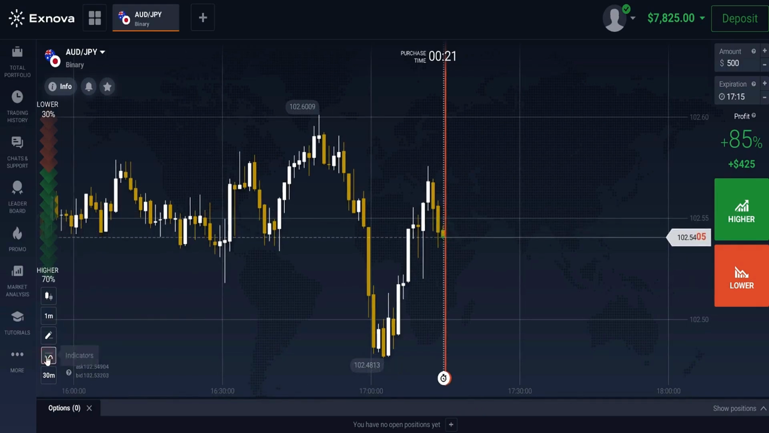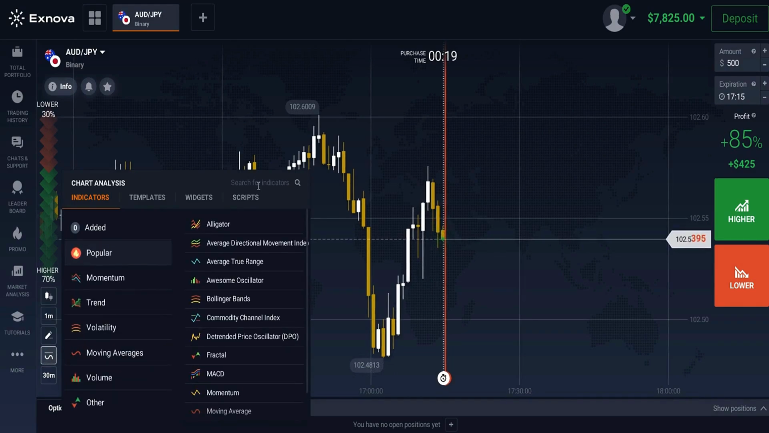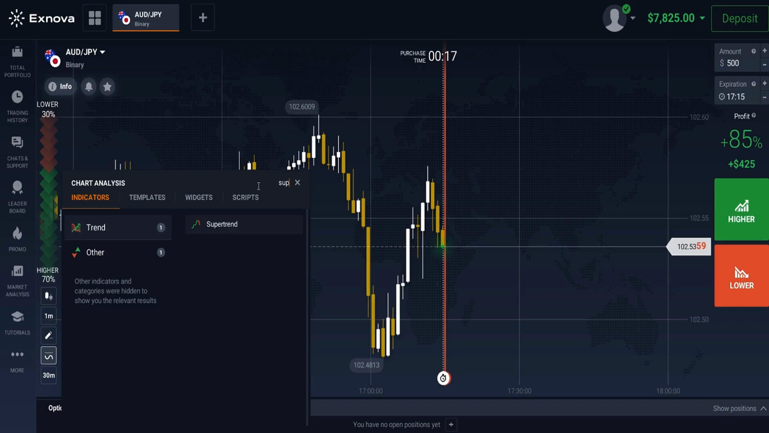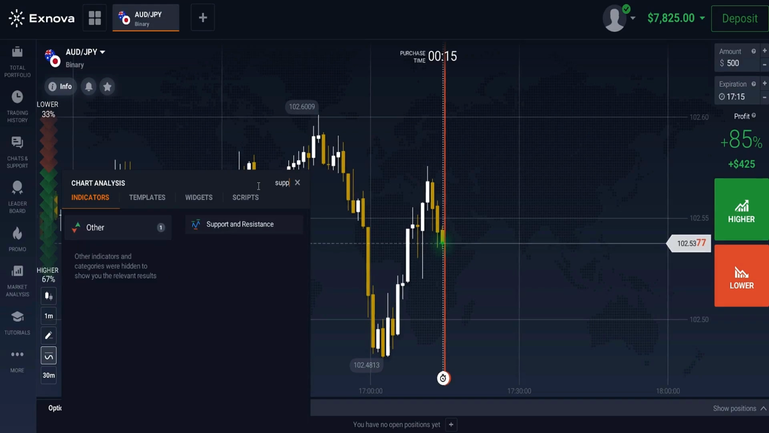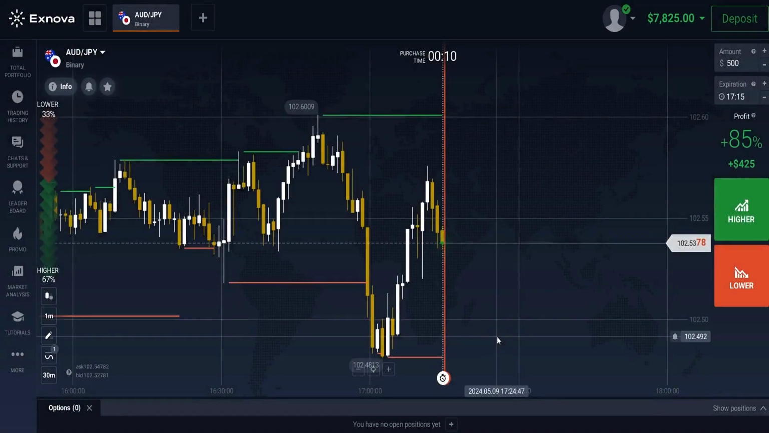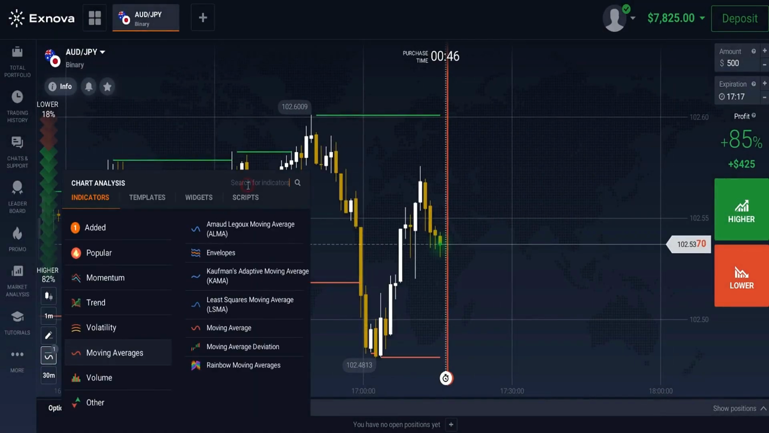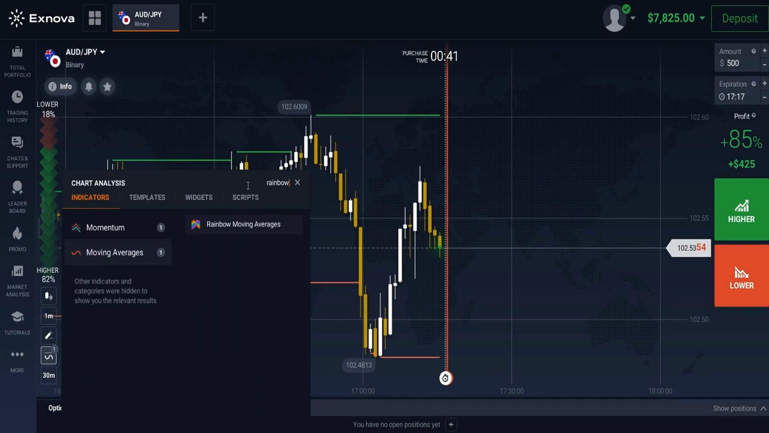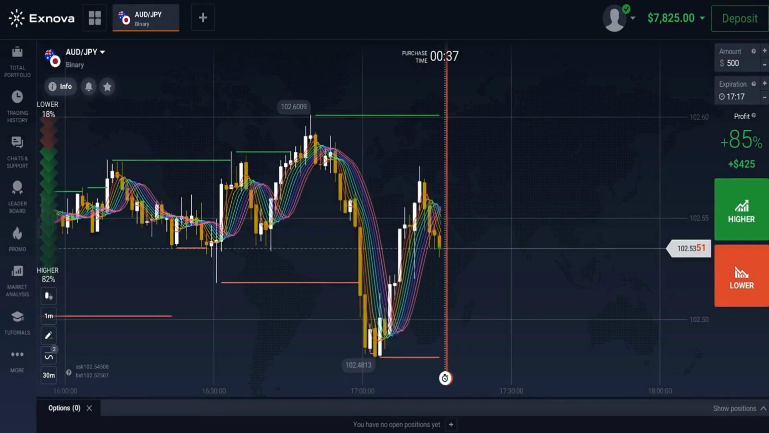This strategy is super simple and works with just two indicators. The first is the support and resistance indicator. This has to be applied with the default settings. And the second one is the rainbow moving average. This also has to be applied with default settings. Now let's go over the trading rules step by step.